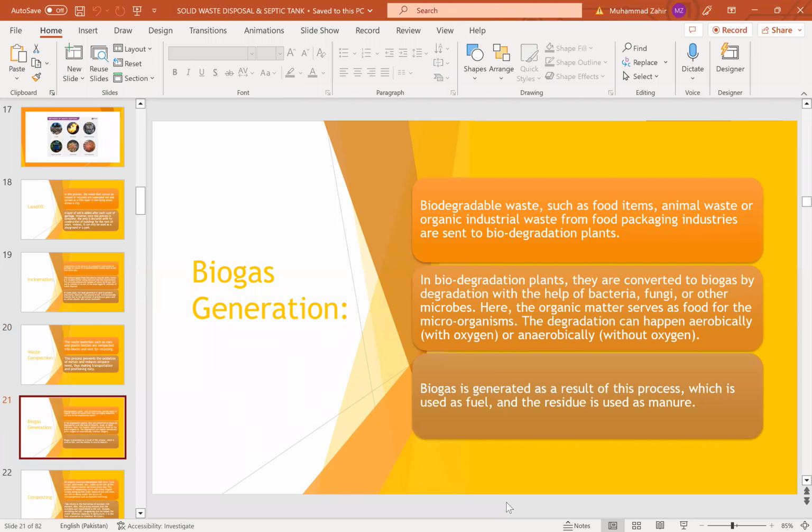Biogas generation: biodegradable waste such as food items, animal waste, or organic industrial waste from food packing industries are sent to biodegradation plants. In these plants, they are converted to biogas by degradation with the help of bacteria, fungi, or other microbes. Hence, the organic matter serves as food for the microorganisms. The degradation can happen aerobically or anaerobically. Biogas is generated as a result of this process, which is used as fuel, and the residue is used as manure.